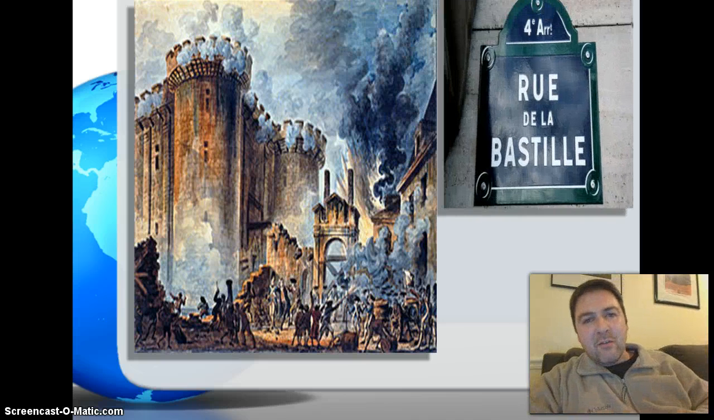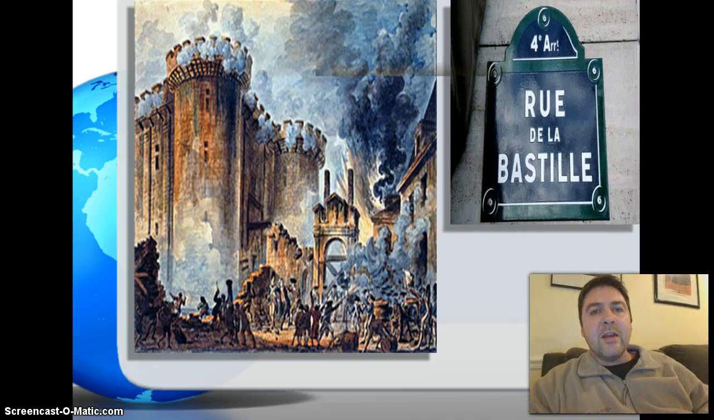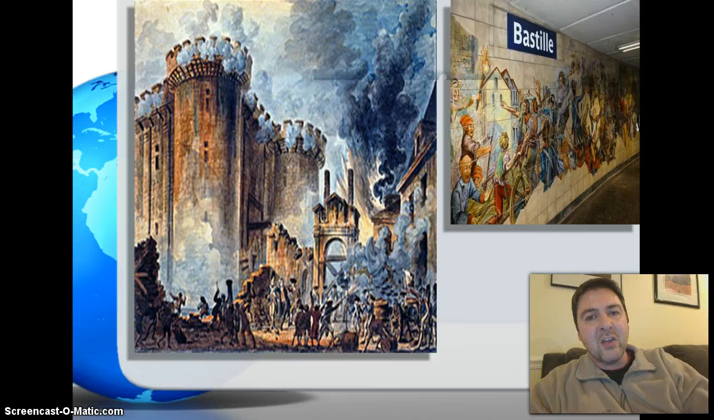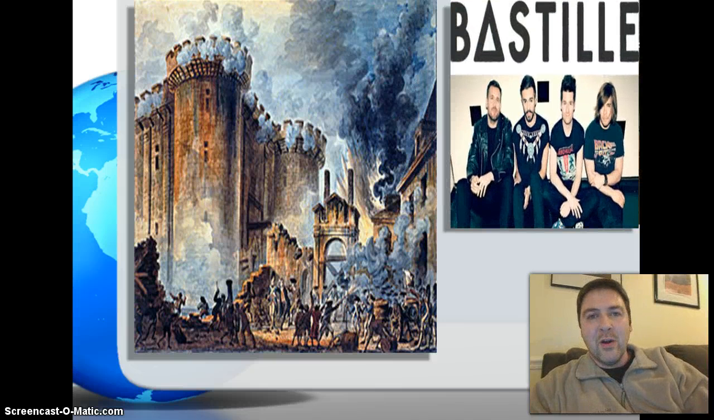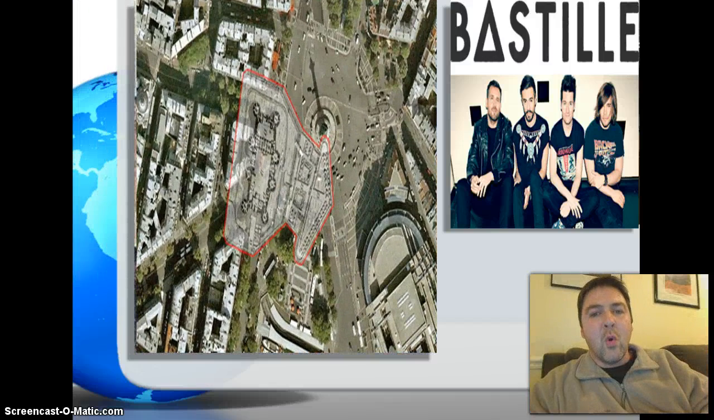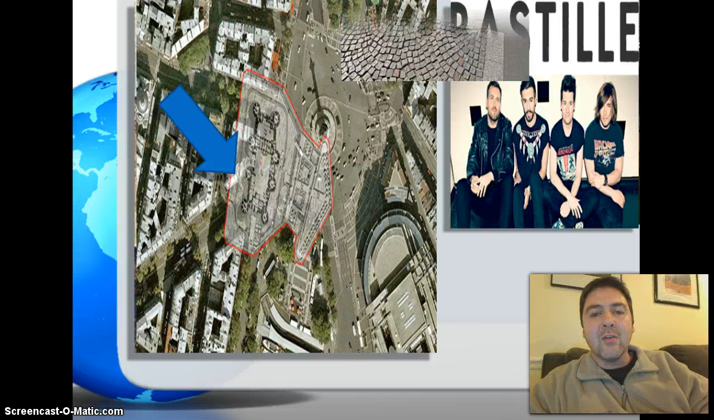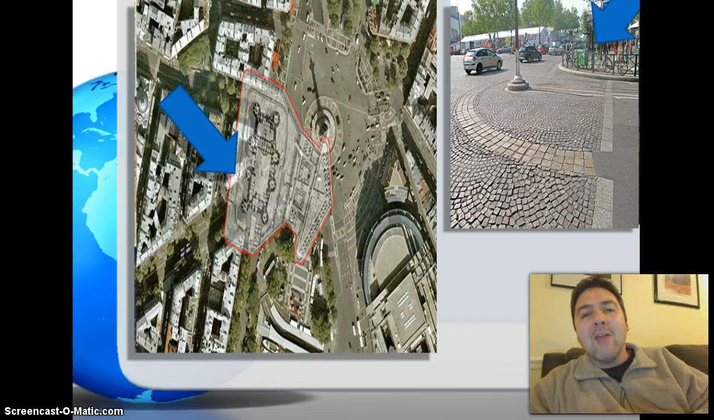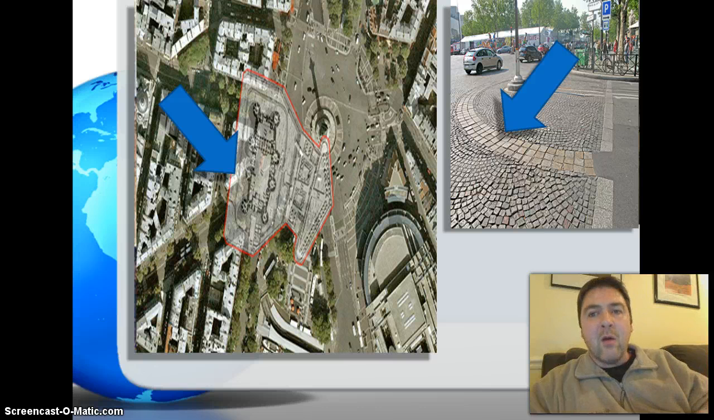Today there's not much of the Bastille to see. There's a street named for the Bastille in Paris, in the Paris metro, the subway. There's a Bastille station. There's even a cool British band named Bastille. But the Bastille itself was torn down. Okay, we see here on a modern overhead map of Paris the red line showing where the Bastille once stood, and really all that you can see left of the Bastille are the bricks outlining the outline of the Bastille.